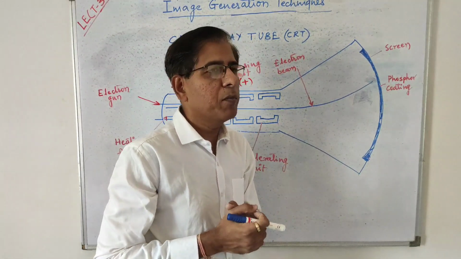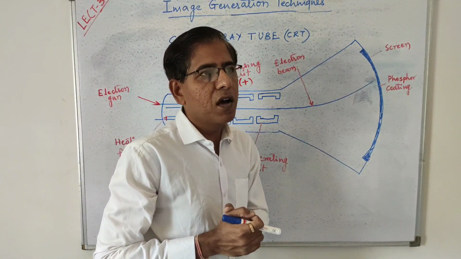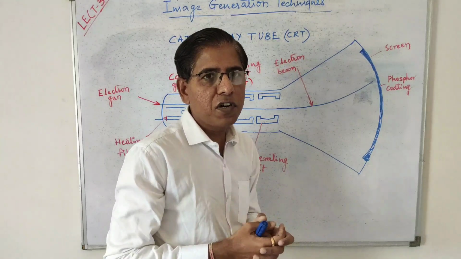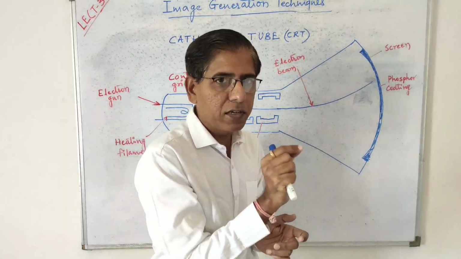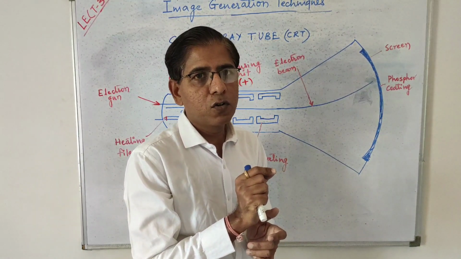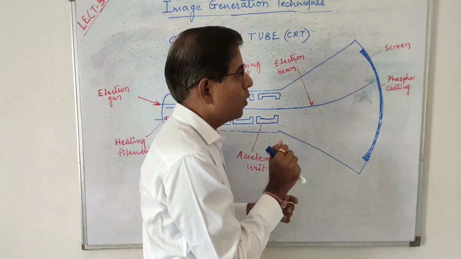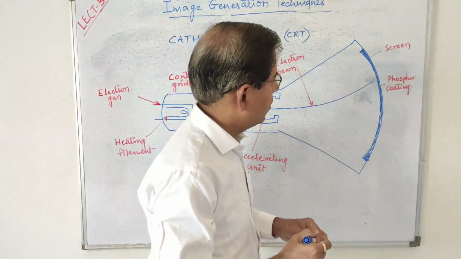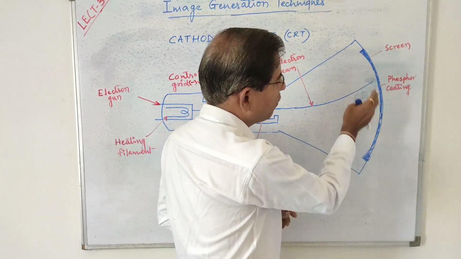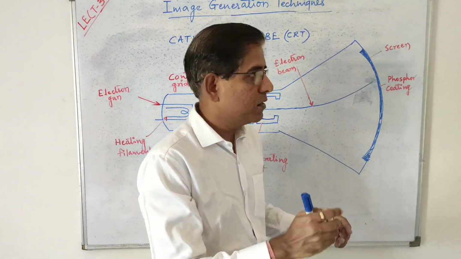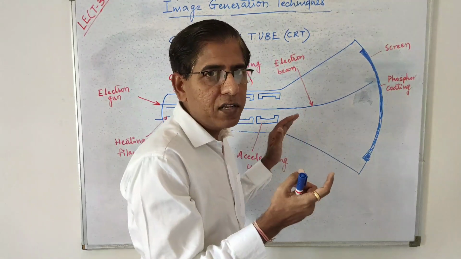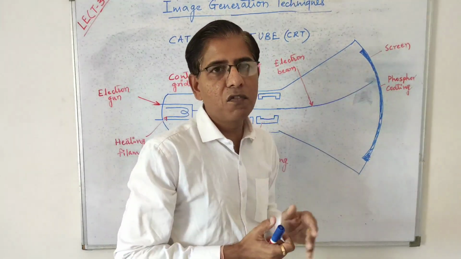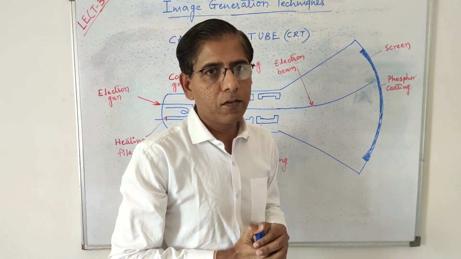If you remember some old TVs, whenever you switched off a TV, you would see a bright spot appear at the center of the monitor. So the function of this phosphor coating is to get illuminated whenever there is a striking of this electron beam.